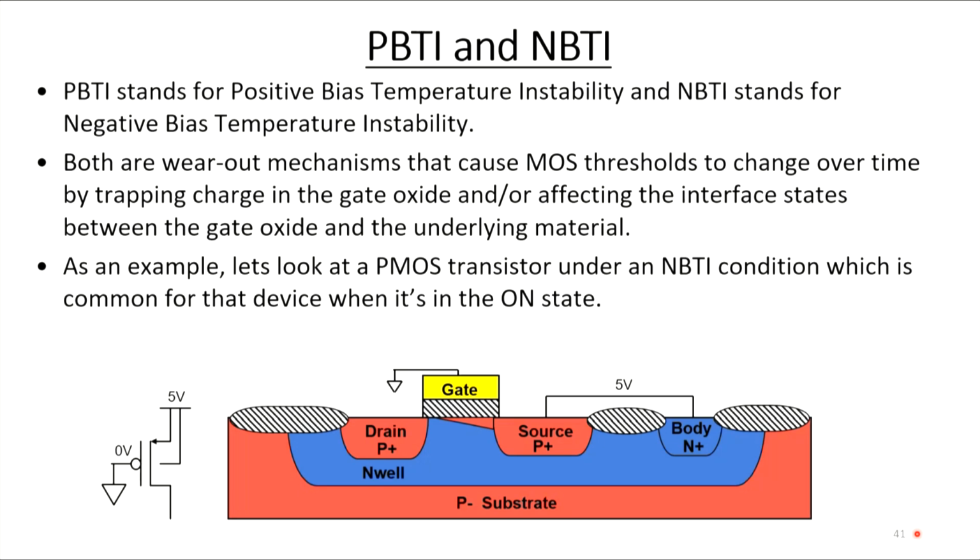For example, let's look at a PMOS transistor under an NBTI condition, which is common for that device when it's in the on state. So you can see here's how we're hooking it up. We're putting ground on the gate, putting 5 volts on the source. So this device is in the on state.